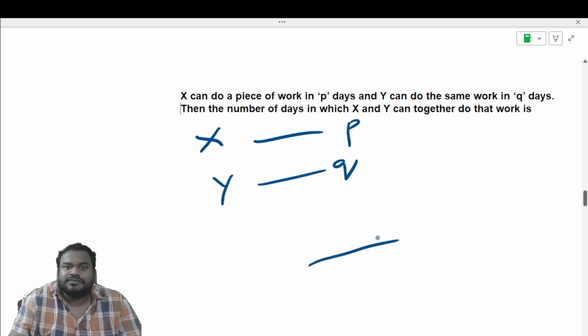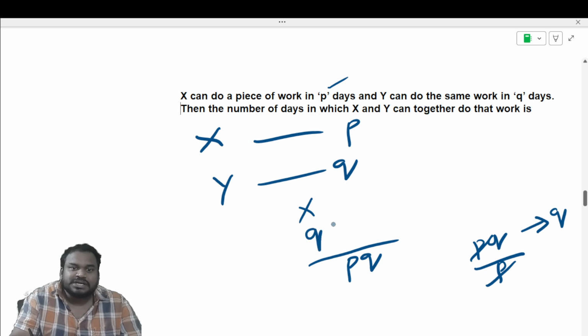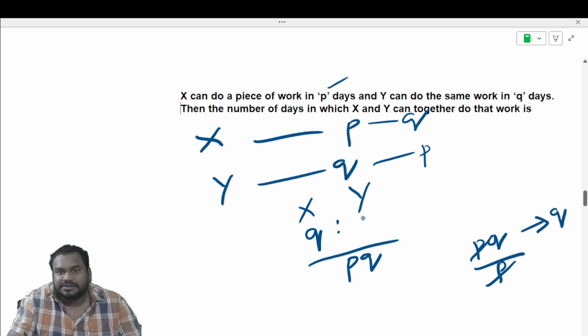See, if you find the LCM of P and Q, that is nothing but their product, PQ. So for X, PQ divided by its days P, P gets cancelled, it is Q. So Q is the efficiency. It will be opposite: for X, Q will be the efficiency, and for Y, P will be the efficiency. But it won't make any difference because anyway you have to add them.